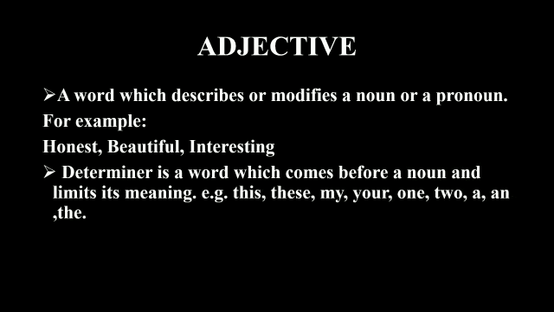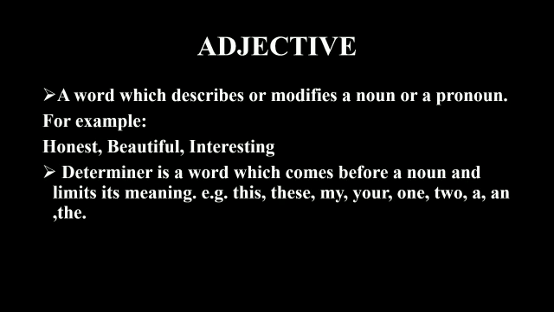But here one thing is to be kept in mind: there are certain words in the English language which are categorized as determiners. They are this, these, my, your, one, two, and the. They are used before nouns and they limit the meaning of a noun. For example, if I say my book, it is limiting the use of that noun book. Your book, their book, one book or two books. These are determiners. They are also giving some extra information about the noun.